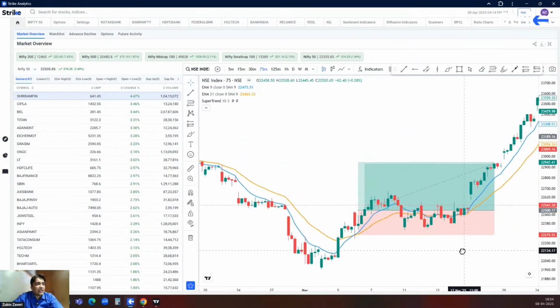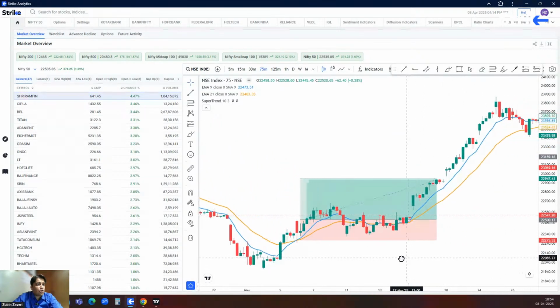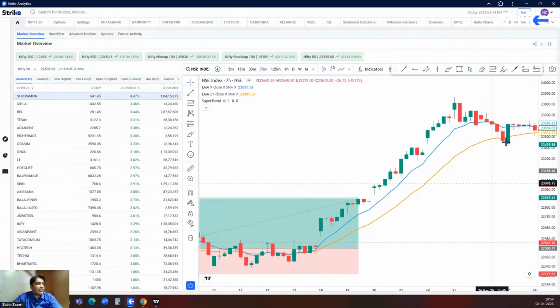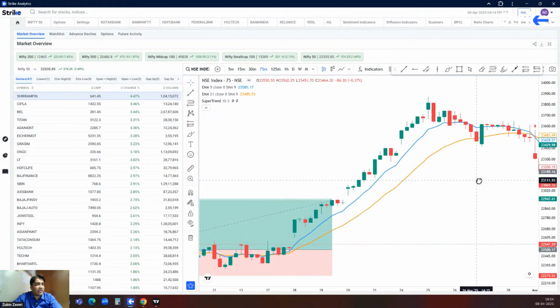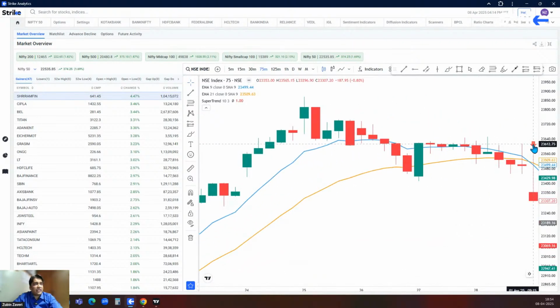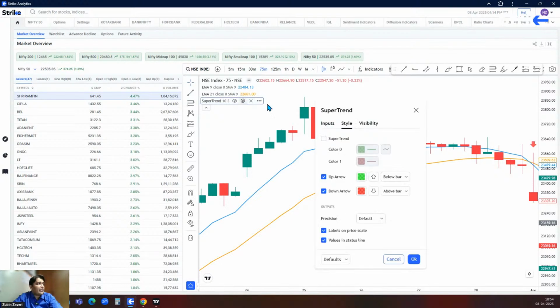Okay, now next let's look for shorting conditions. So for shorting conditions, what do we want? We want a super trend red color arrow somewhere over here. Here we got it. So this is the red arrow that we got, indicating that the super trend indicator has turned from green to red.